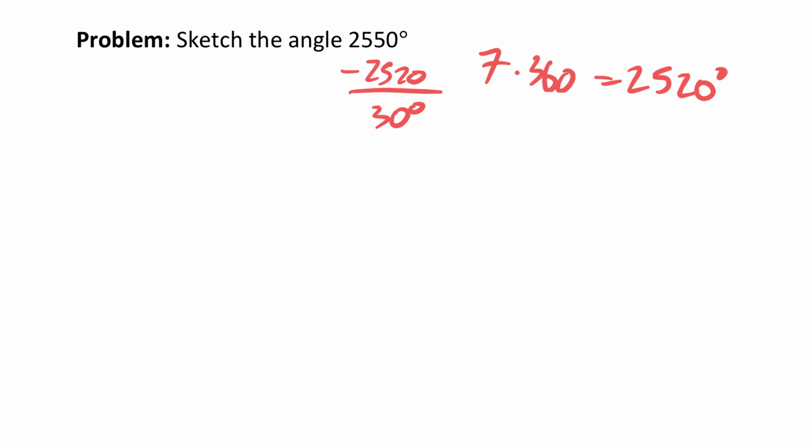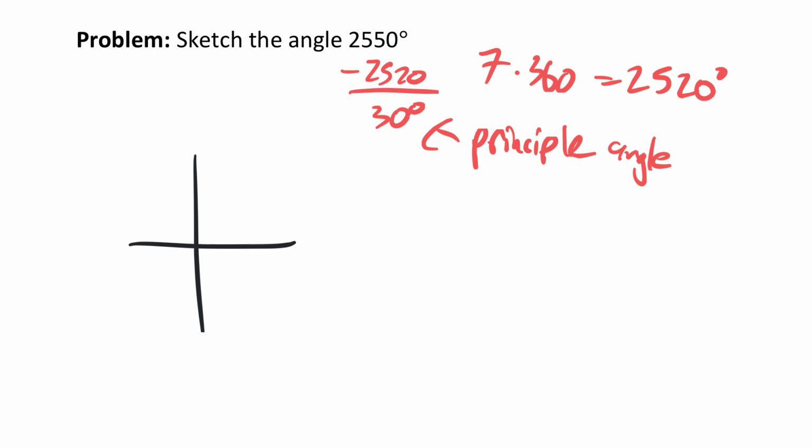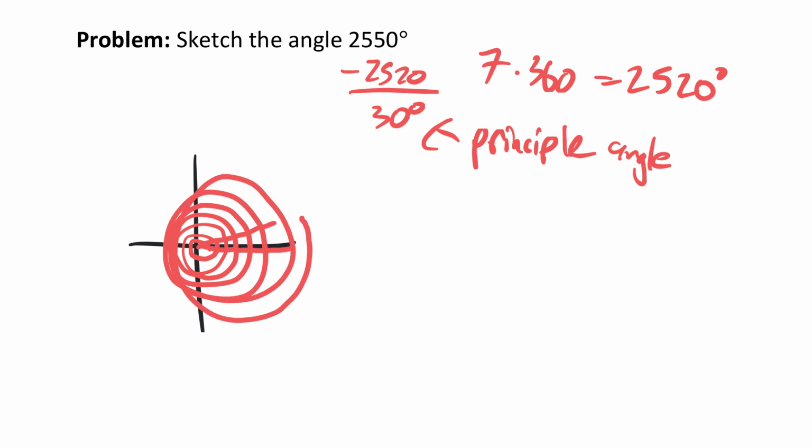So that final angle is called the principal angle. And so when we go on our little XY axis, we draw the principal angle, something like 30 degrees. But then we reference the fact that there's 7 revolutions. So that's drawn, which is going to be a little bit crazy here, something like this: 1, 2, 3, 4, 5, 6, 7, and then to the 30.